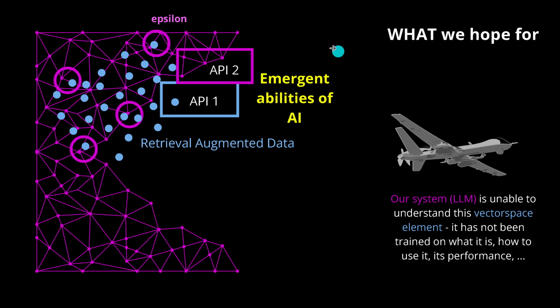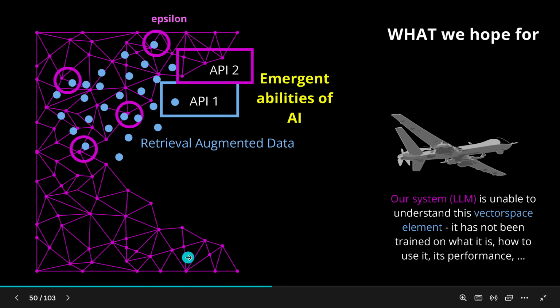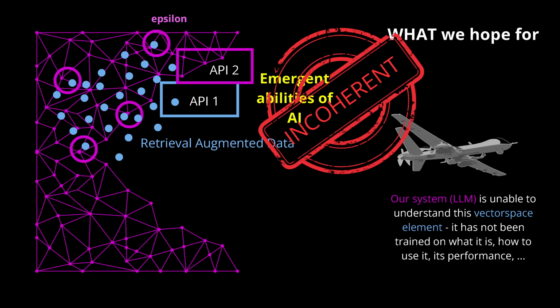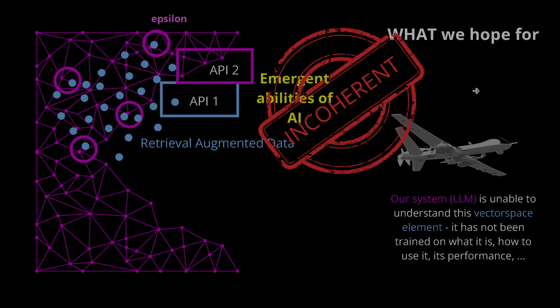So this is what you hope for when you bring in a vector store element or something that the system has not been pre-trained on. And you think, but it is so similar, it should understand. Well, now this study tells us this is an incoherent approach we cannot rely on. This does not guarantee us a result.